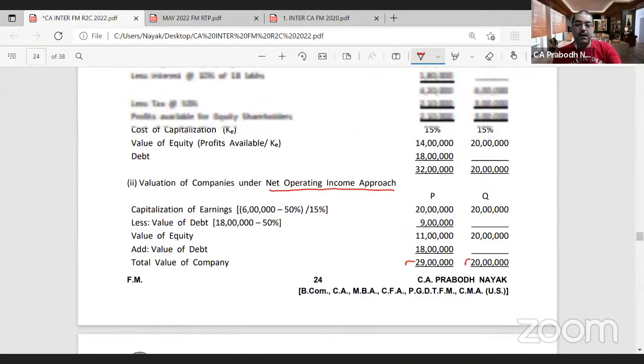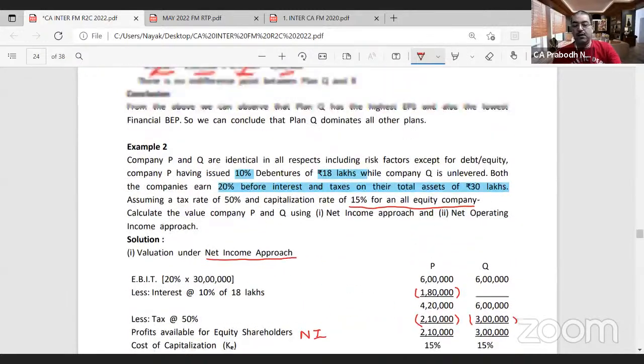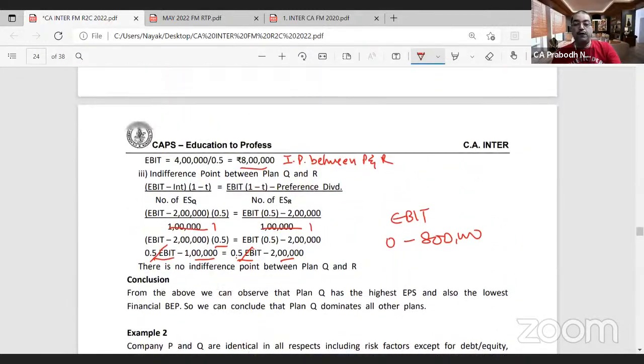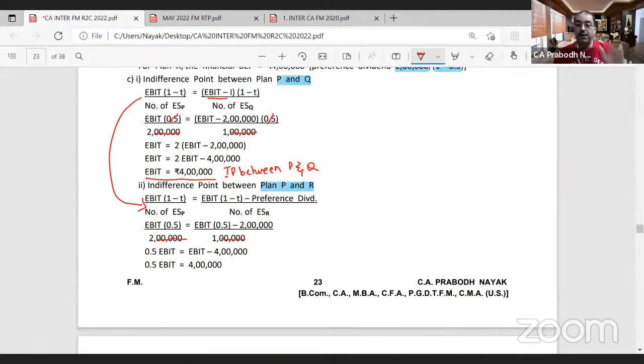So these are the types of questions which we can explain on capital structure plan. And of course, MM theory questions which we have done. Remember that we have done 2 types of MM theory questions: normal arbitrage and reverse arbitrage. What happens in reverse arbitrage? And what happens in normal arbitrage?